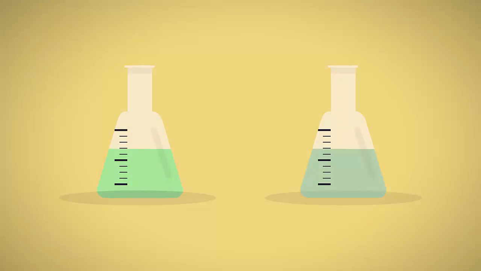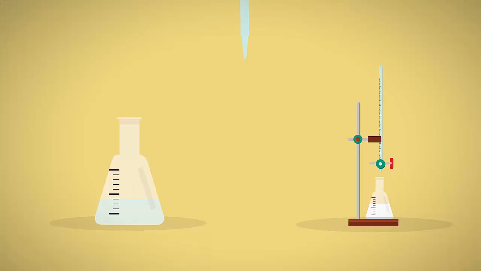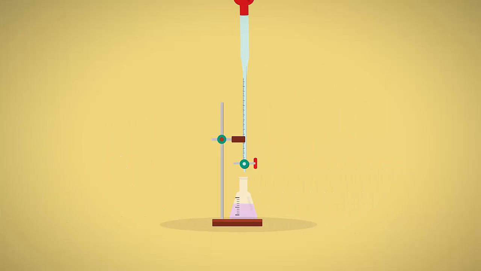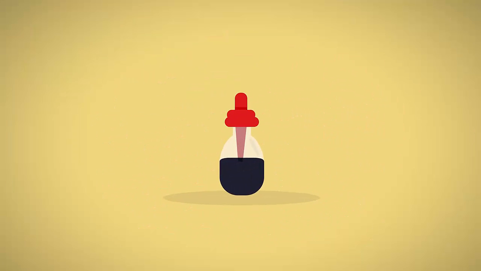A titration is a technique used to work out the concentration of an unknown solution when you know the concentration of another solution. You carefully add the known solution to a set volume of the unknown solution until the reaction is complete. This enables you to work out the concentration of the unknown solution. You may need to use an indicator to signal the end of the reaction.